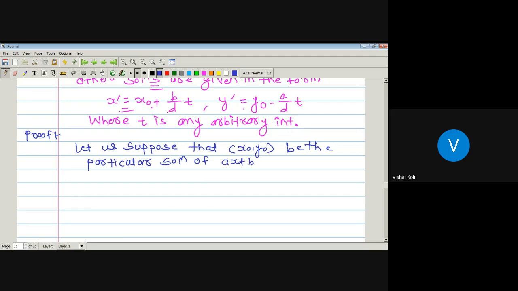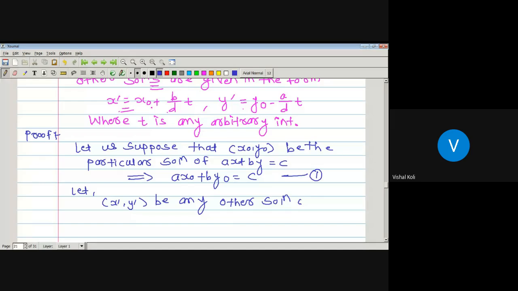ax plus by is equal to c. As (x₀, y₀) is a particular solution of this one, whenever we put the value of x as x₀ and y as y₀, it satisfies this equation, which implies ax₀ plus by₀ is nothing but c. Take this one as equation number 1. Okay, now we will take one more pair of integers. Let x' and y' be any other solution of the given linear Diophantine equation, any other solution of ax plus by is equal to c, which implies ax' plus by' is equal to c.